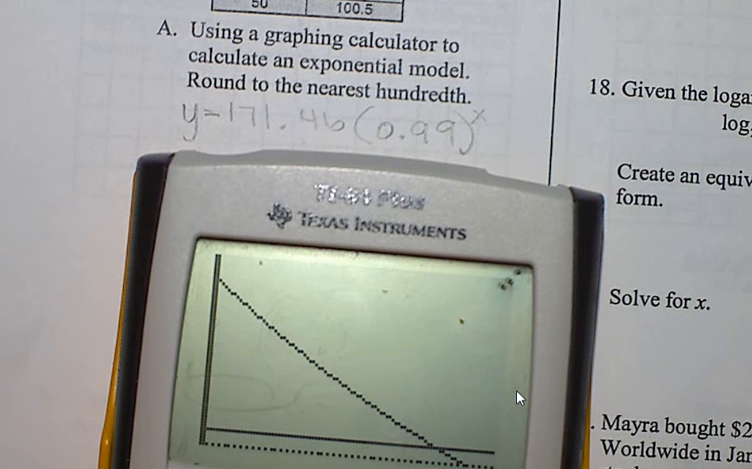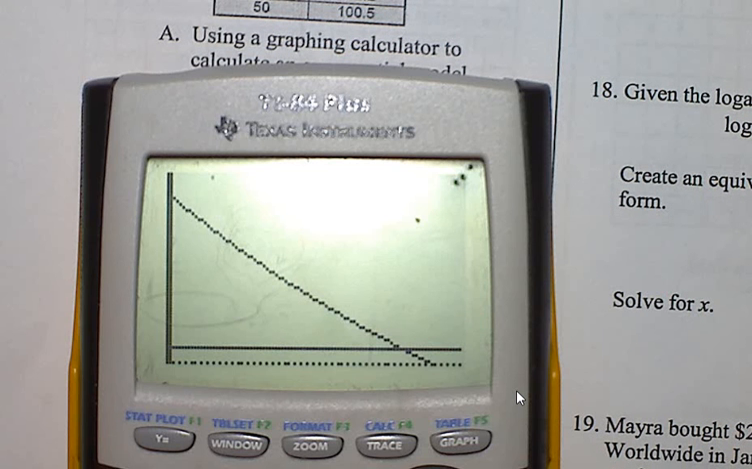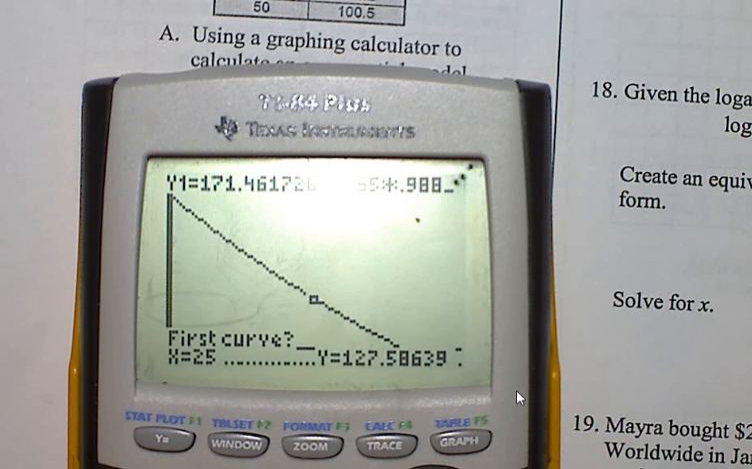Dwayne, can you share with us how am I going to find the answer? Second trace, intersect. Thank you, Dwayne. Okay, go ahead, guys. Please do first curve, second curve, and guess.